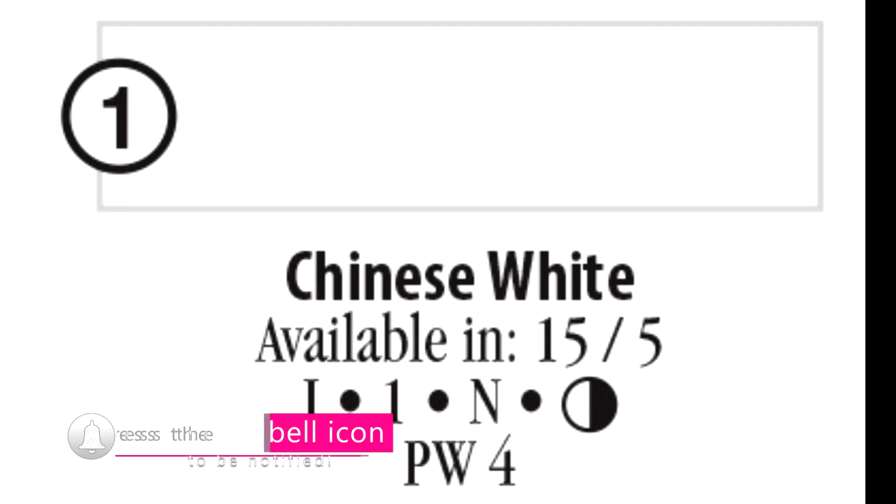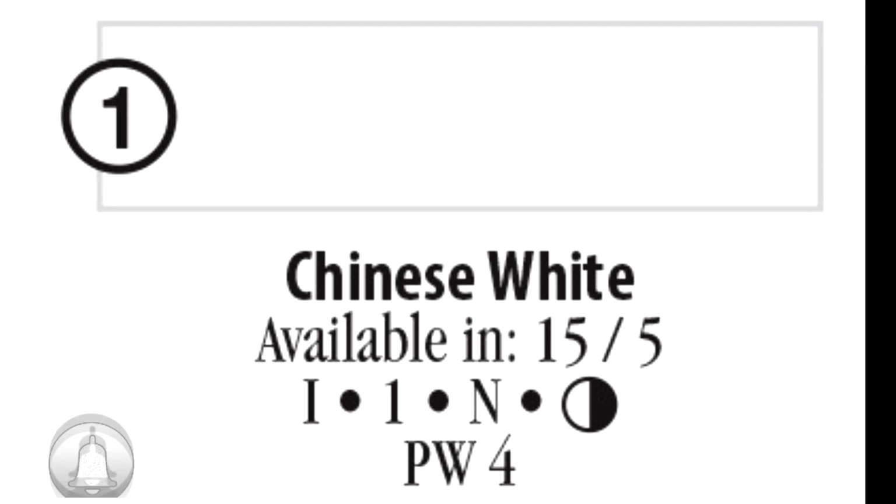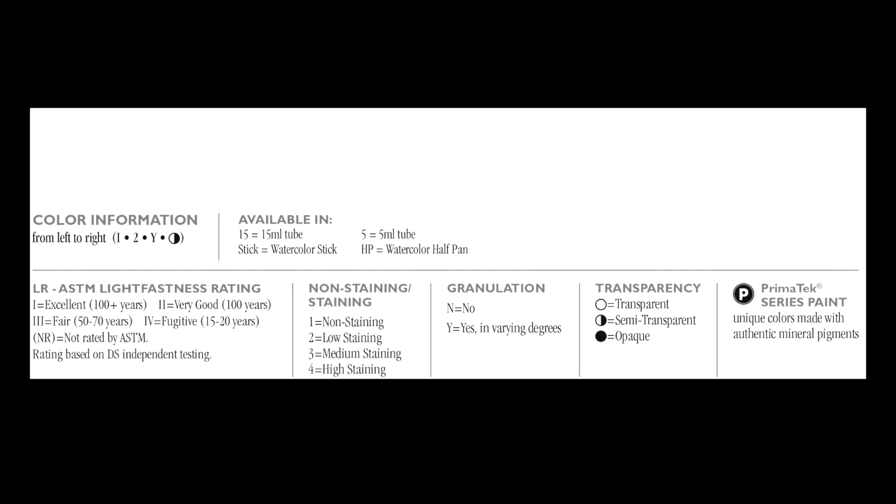Okay, so the first pigment I want to talk about is Chinese white, or zinc oxide, and before that, let's look at what the notation means. The first one is light fastness. That means how lasting the color is. You want it to be 1 or excellent, which means it will last more than 100 years. The second one is staining. It has a rating of 1, 2, 3, 4. Granulation, yes or no. Transparency, with the graphics of wholly white, halfway, and wholly black, the whole circle.